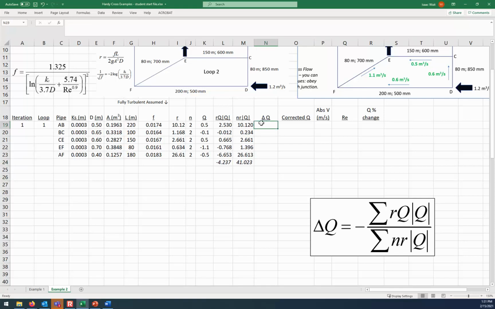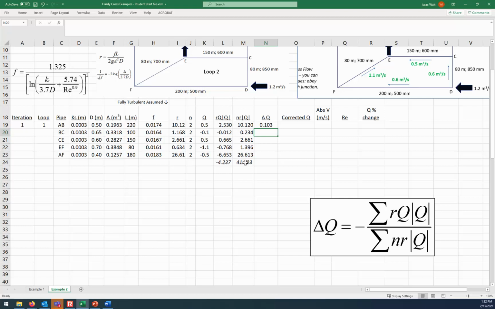And so then the delta Q equals negative the sum of the R times Q times absolute value of Q divided by the sum of N times R times absolute value of Q. Okay, so this is a correction factor that we're going to apply to every pipe in the network.